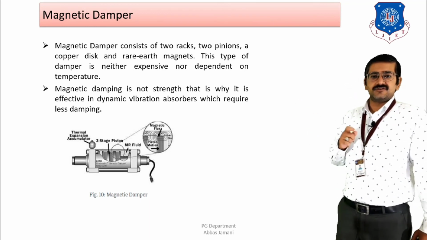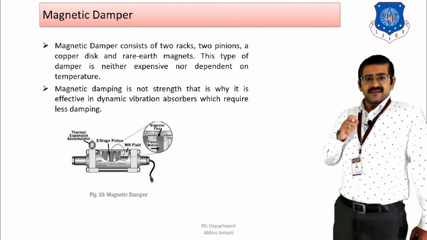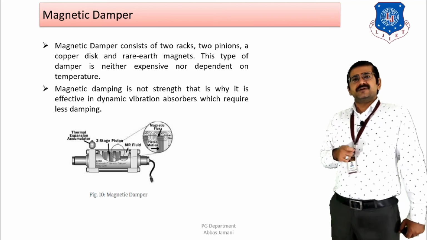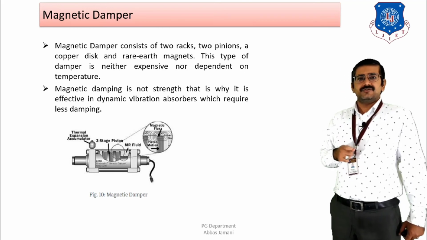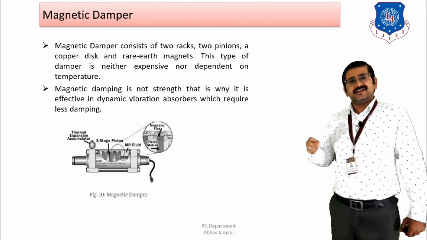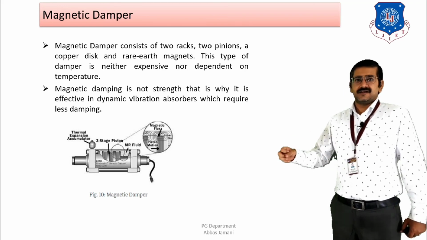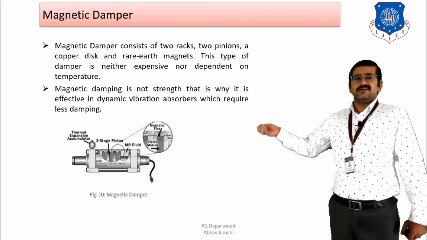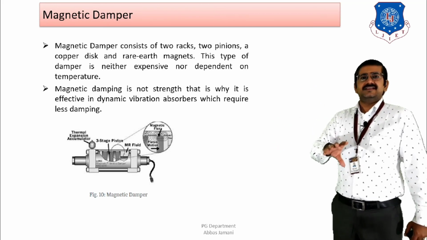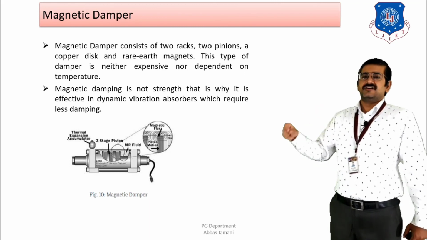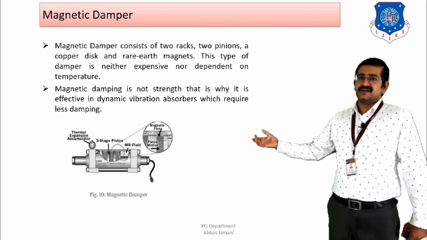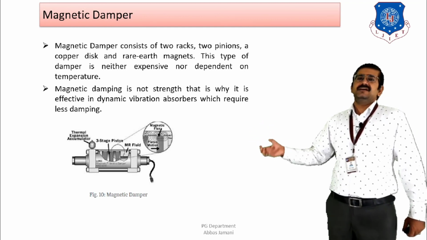The magnetic damping is not strength dependent, that is why it is effective in dynamic vibration absorbers, which require less damping, right? So the function of these magnetic dampers is such that they help us in absorbing the energy that is going to be released, and after the energy is absorbed, the remaining energy will be transferred to the structure. Whenever this energy is transferred to the structure, the members will carry the load, and then it will be transferred to the foundation. But since initially the energy has been absorbed, the amount of force transferred to the structure or the moment resisting frame is very little, and as a result the motion of the structure is dampened, right?